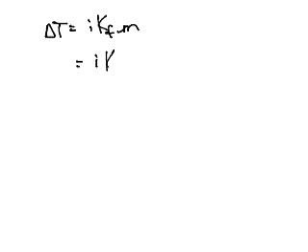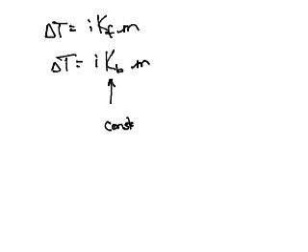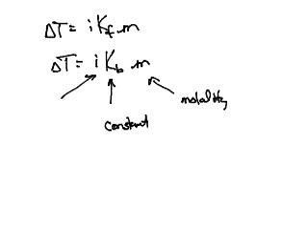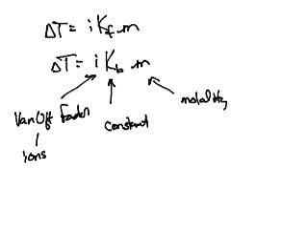And what's that equation? Delta T equals i Kf times the molality, or delta T equals i Kb times the molality. The K here is a constant, and the little m is the molality. And the i, what's the i? It's the van 't Hoff factor. What's that mean? This is the number of ions that it breaks apart into, right?